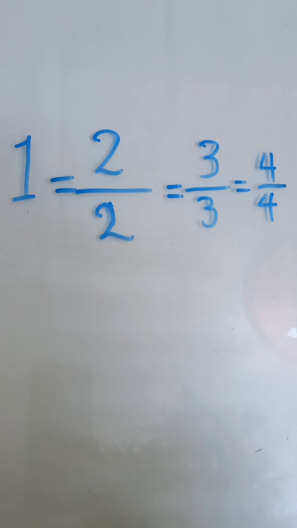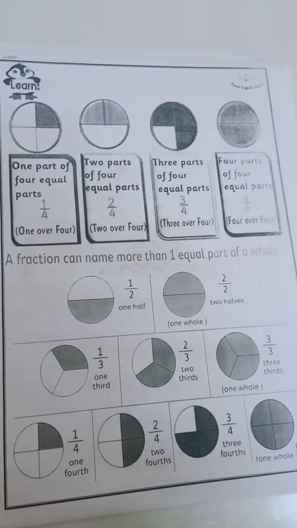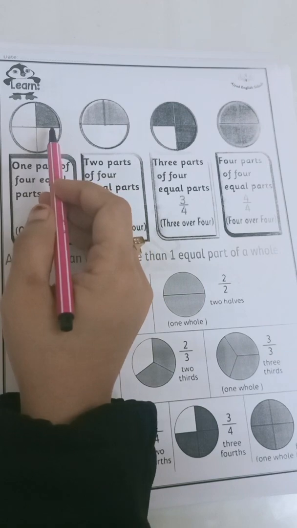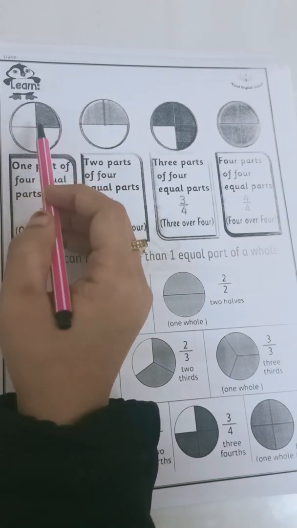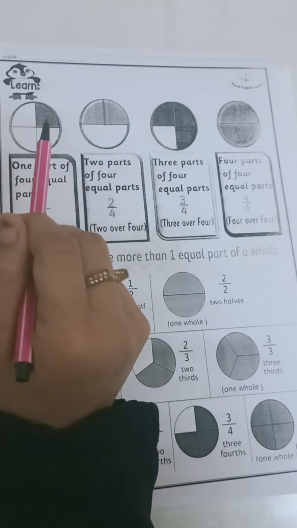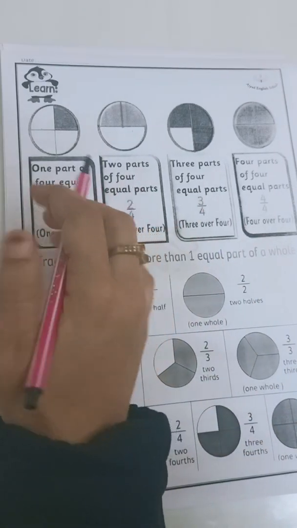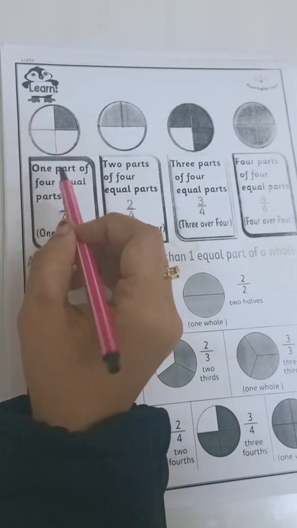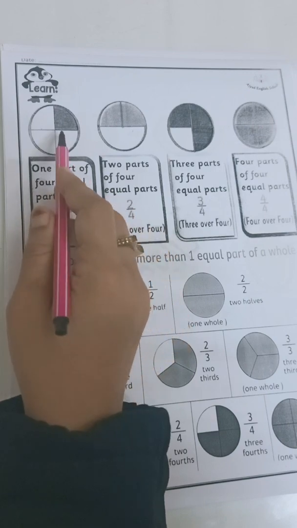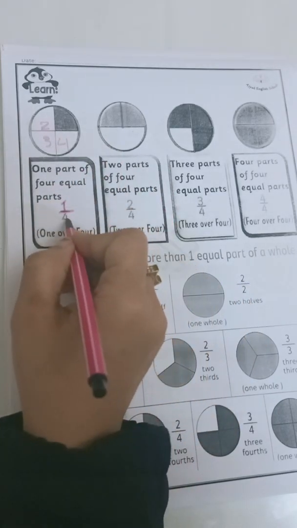Open your sheet to this page. It asks us to write in letters: what is the fraction and in words? Here and here and here. We will put the fraction bar. How many colored parts here? 1. And how many all parts? 1, 2, 3, 4. So write 1/4.